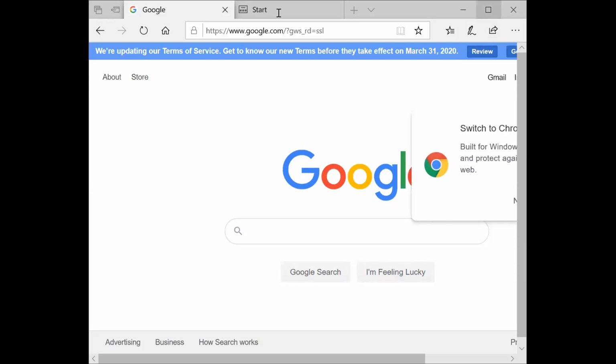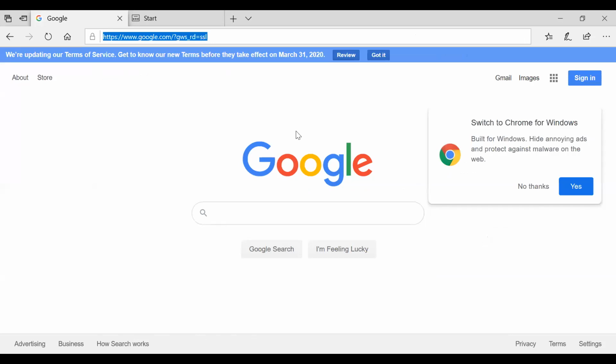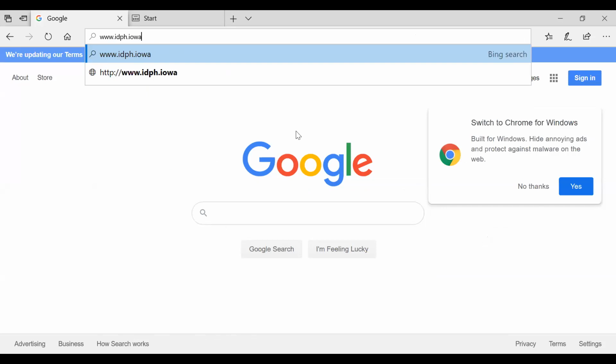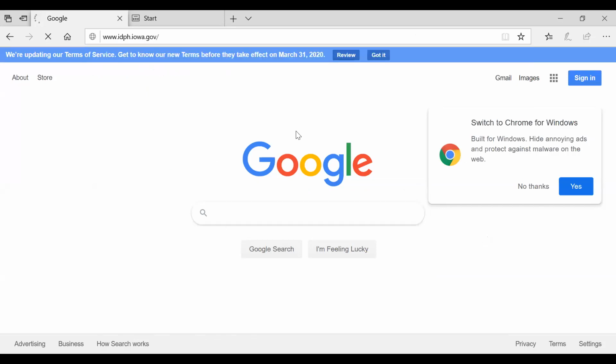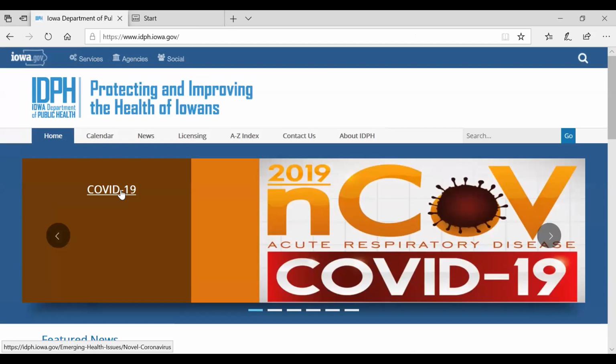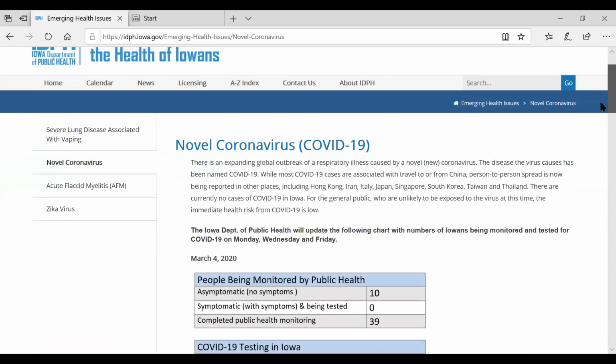Okay, so I'm just starting at Google here so you know how to get to our webpage. Our web address is just idph.iowa.gov. This is a little bit embarrassing how slow our internet's running right now. Good grief. There we go. So when you get to our webpage, you'll see our banner. You just click on COVID-19, and that'll take you to our COVID-19 webpage.